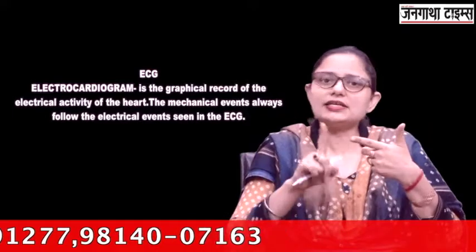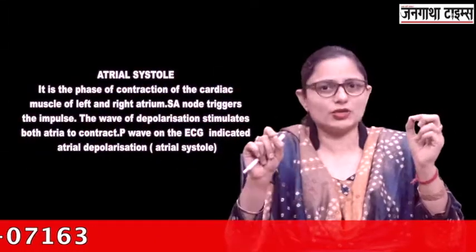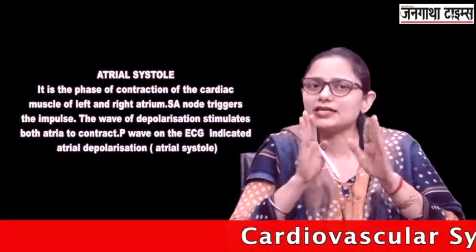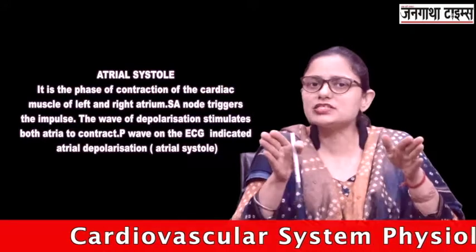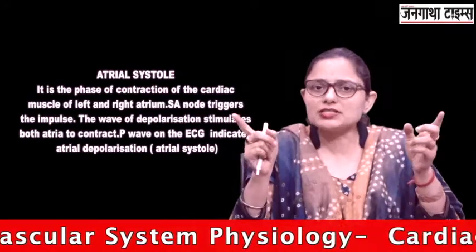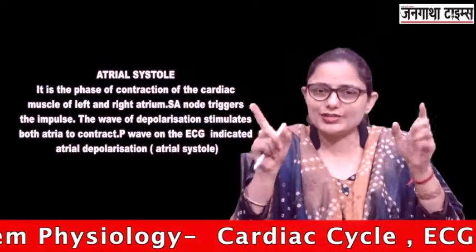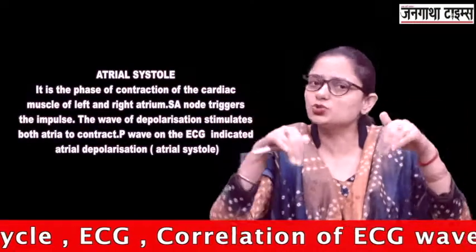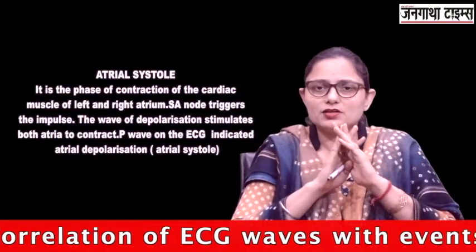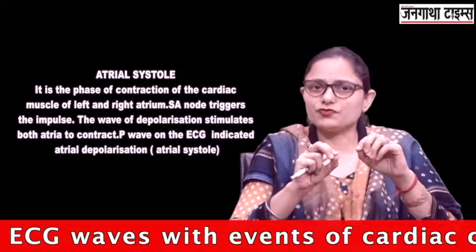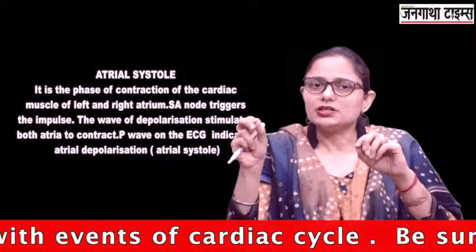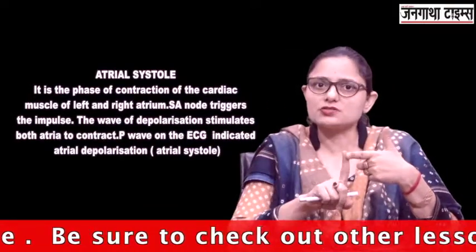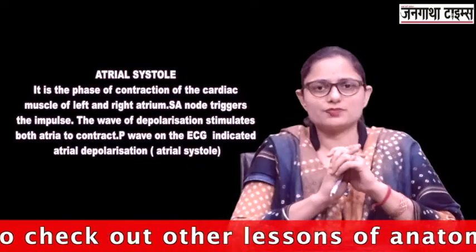Now first phase is the atrial systole. It lasts for 0.1 second. How does this phase start? By the trigger of impulse from the SA node. A wave of depolarization starts, which depolarizes the muscles of both the atria. The right and left atria both contract and the blood moves from atria to the ventricles. Now this P wave in the ECG, it represents this first phase, that is the atrial systole phase or the trigger of the SA node.